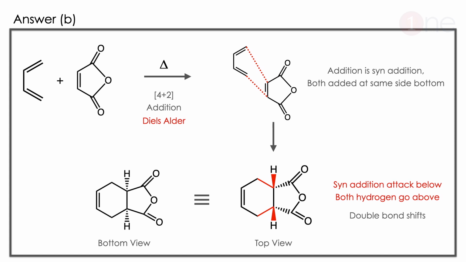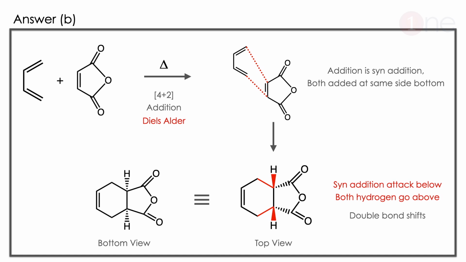Since the addition is a syn addition, both are added at the same space. So the attack is from below, and the hydrogen will go above. So the syn addition forces the hydrogen group to go above. But the answer is a little bit tricky. They have given both as below.